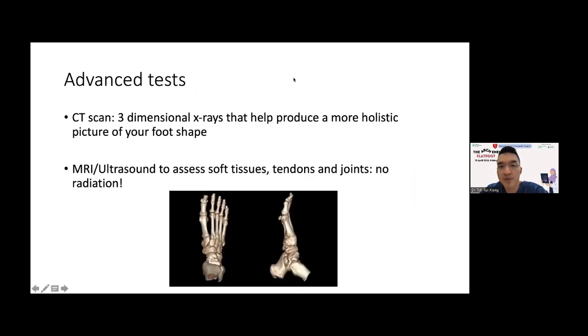We sometimes require more advanced tests for patients who do have symptomatic and severe flat feet. These include a CT scan, which is a three-dimensional X-ray, which gives us a 3D reconstruction of the foot so that we get a better overview of the deformity. We also do MRIs and ultrasounds to assess the condition of your soft tissue as well as your tendons, and these have no radiation.